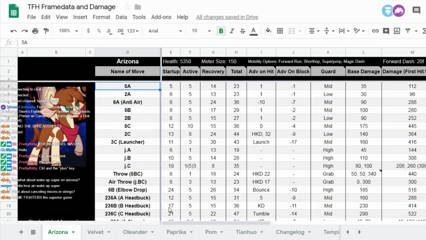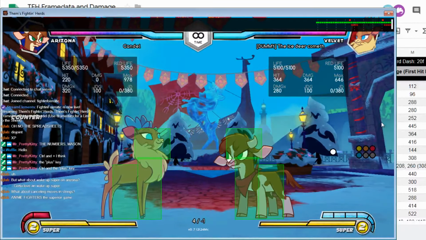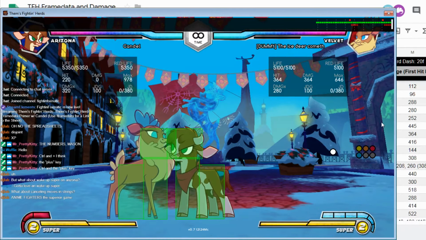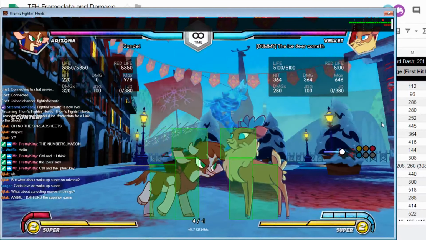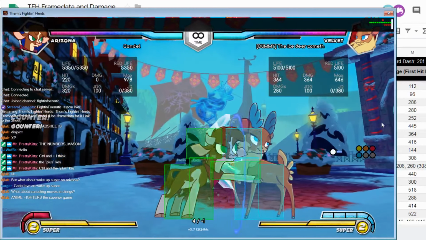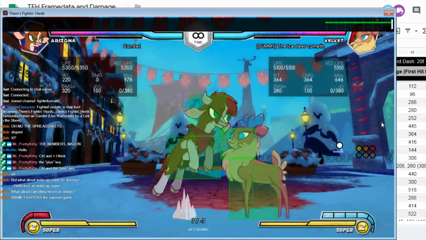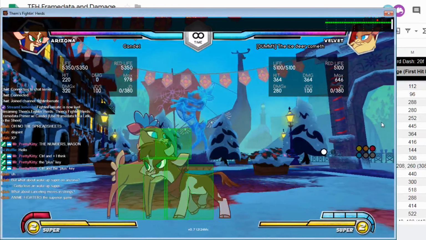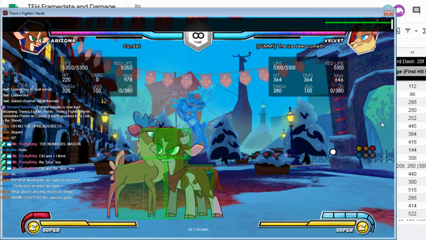Because if you do one A, you can do a delayed cancel into another A, which is a frame trap. And then from there, you can also do B's. Or you could just end your pressure right there and only be minus one and close. It's kind of hard to push block A normals because they don't have a lot of blockstun. And they're also your fastest normals, so they're good for up close.